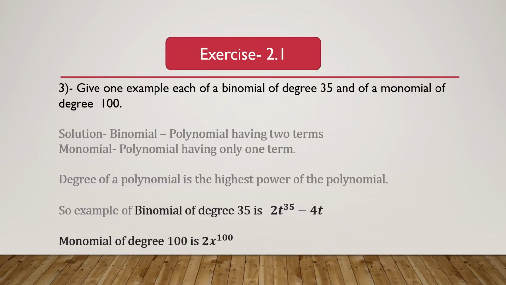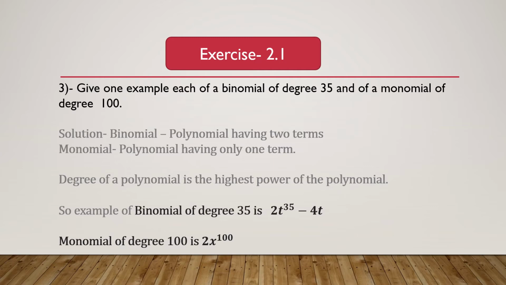Now we will solve question number 3. Question number 3 is: give one example each of a binomial of degree 35 and of a monomial of degree 100. We know a binomial is a polynomial having two terms. If there are two terms in the polynomial, then that polynomial is called a binomial. And if there is only one term, that polynomial is called a monomial. If there are three terms, then that polynomial is called a trinomial. If more than three terms, that is called a polynomial.